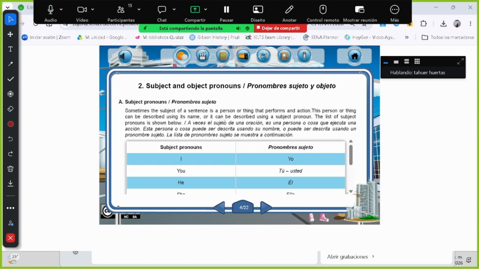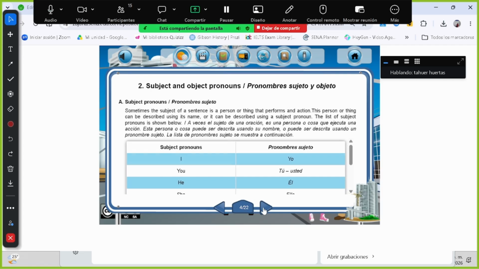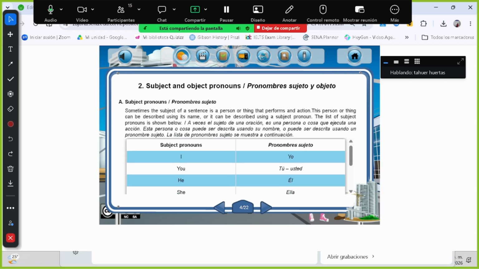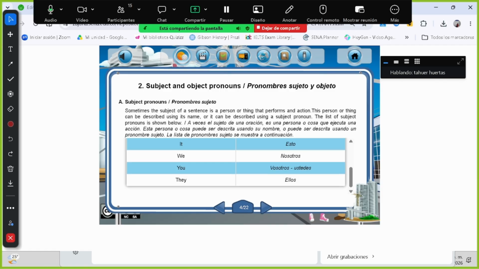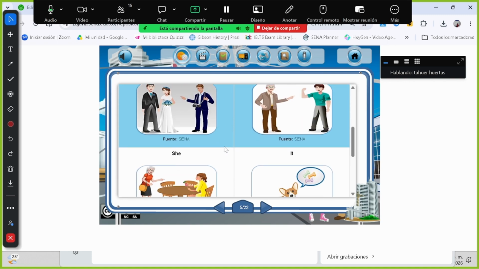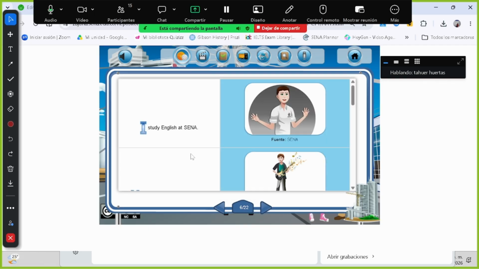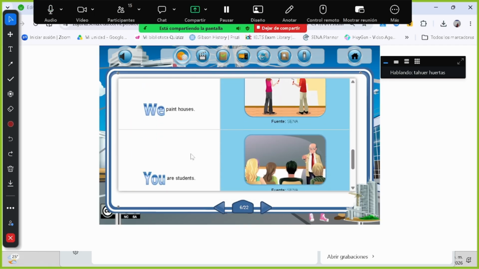Subject pronouns. Oh, look, we are going to practice what and where, no more. Subject pronouns. These are the subject pronouns: I, you, he, she, it, we, you, they. Yes, this is the explanation of the use of these pronouns. Next, examples with some visuals, with some pictures. Number 6, examples.